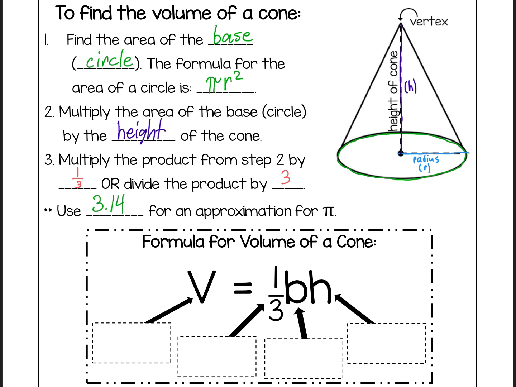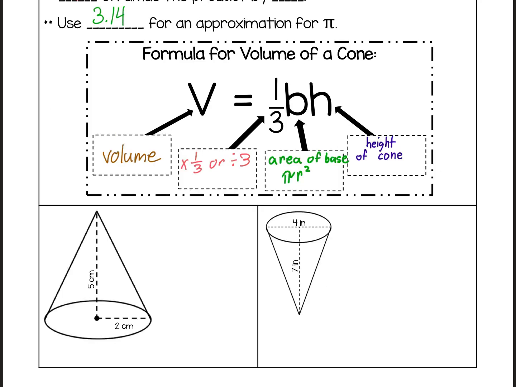Remember, use 3.14 as an approximation of pi. This means that the formula for the volume of a cone is V equals 1/3 BH. V is the volume of the cone. 1/3 shows us that cones have 1/3 the volume of a cylinder of the same base and height. B stands for the area of the base, which is pi r squared, and H stands for the height of the cone. Now, let's try some examples.